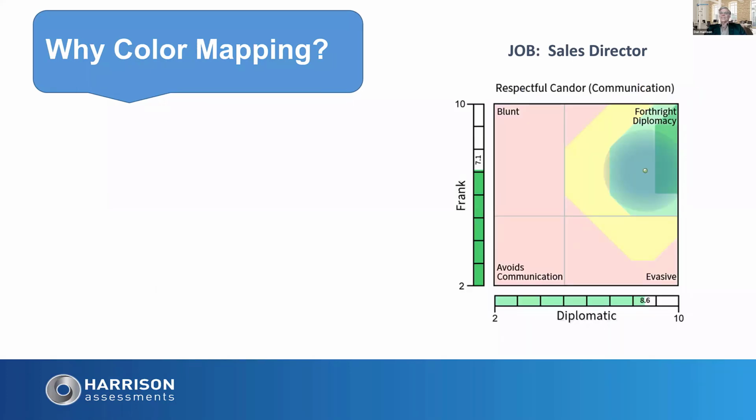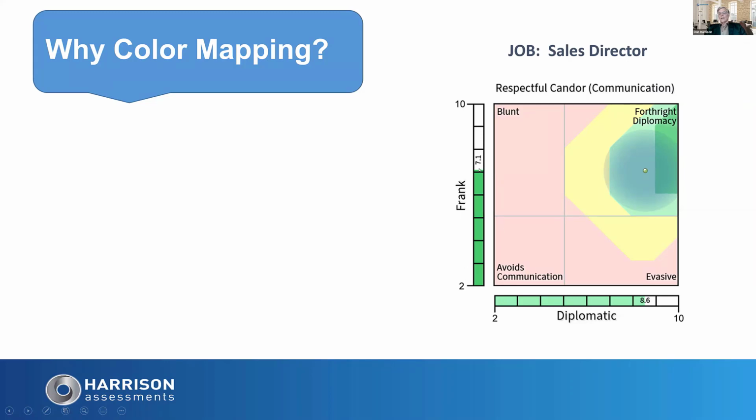All right. So you can see another one. Here's another example, respectful candor. And you can see this one is even different. It's quite different. You can see that the green actually extends down instead of across, which means diplomatic is basically having a stronger impact, and frank is having a lesser impact.